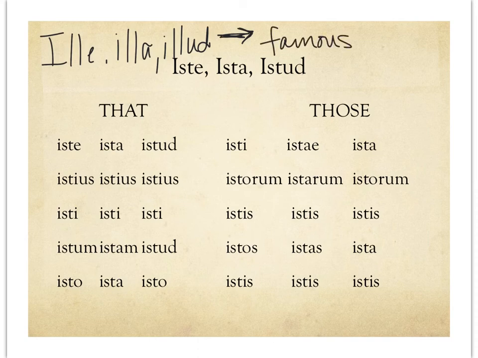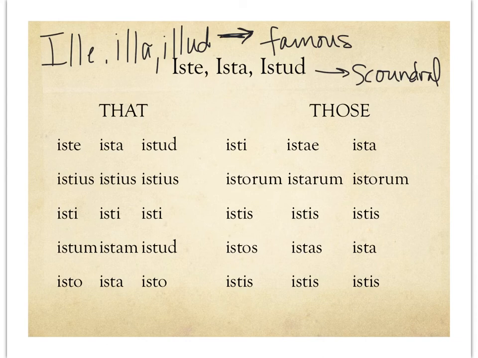Oh, that famous man, ille. And it tends to have a really positive connotation. Like, oh, that great guy, that noble man. Iste, ista, istud is sort of the opposite. It can mean that, but it's more like that scoundrel. And so you don't see iste nearly as much as you see ille, and when you do, it often has this negative connotation. So that's something to keep in mind.